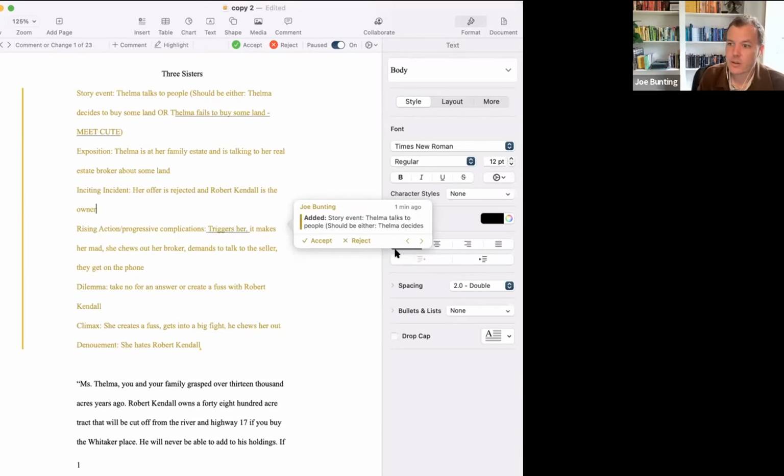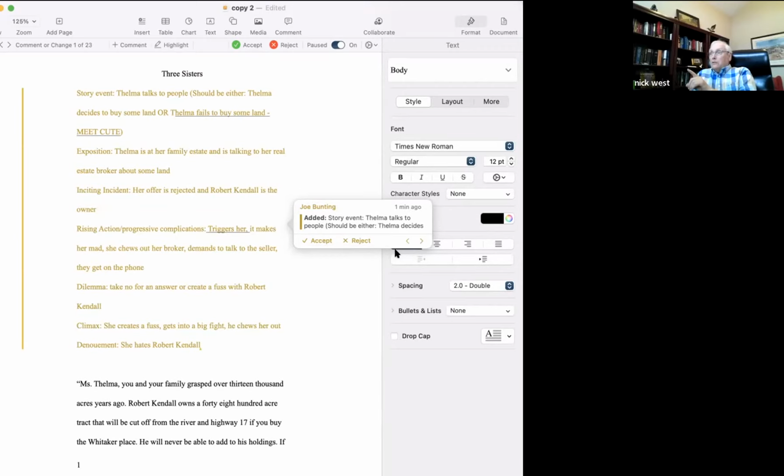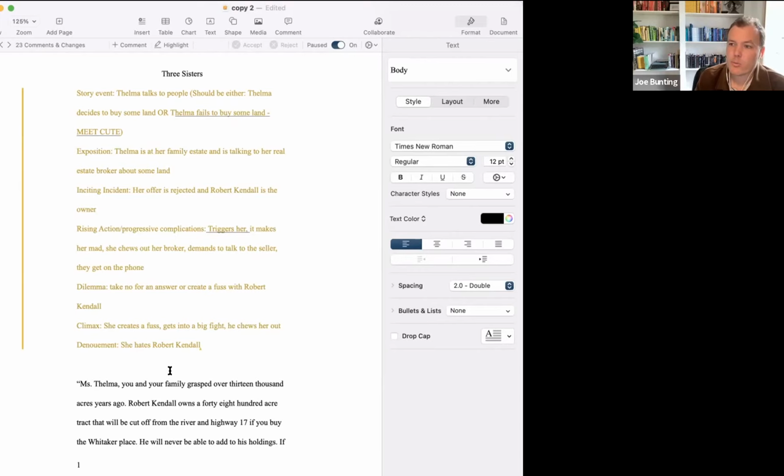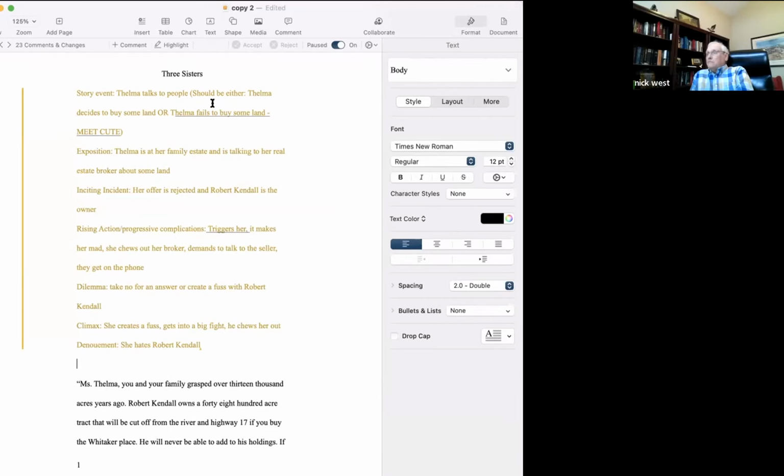Does she know, by the way, that Robert Kendall was the seller? No, Robert Kendall is buying this piece of property. He ends up buying it rather than her. Oh, okay. So they both want this piece of land. Okay, let me fix that.